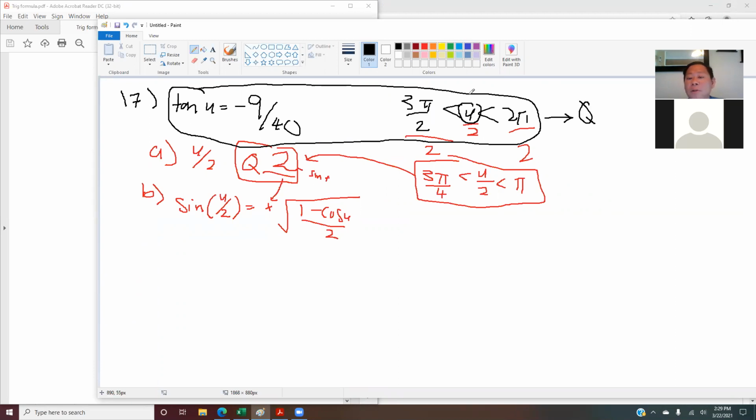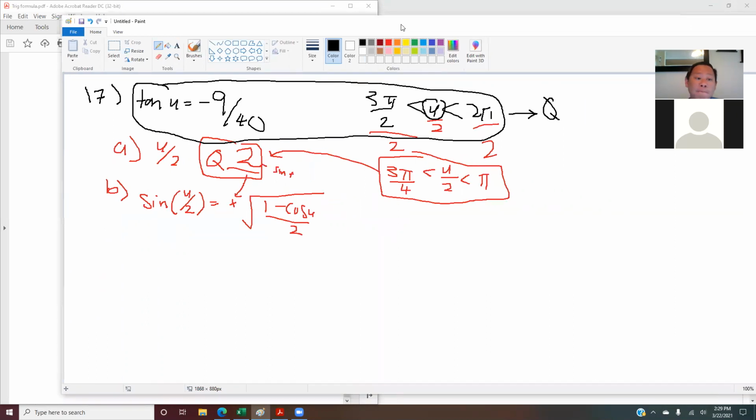It's between 3 pi over 2 and 2 pi. So what quadrant is that? Second is here. This is 3 pi over 2 and 2 pi. Oh, never mind. The fourth quadrant, yep. So that means u, if you use negative 9 over 40, is going to look like this triangle because it's in quadrant 4.